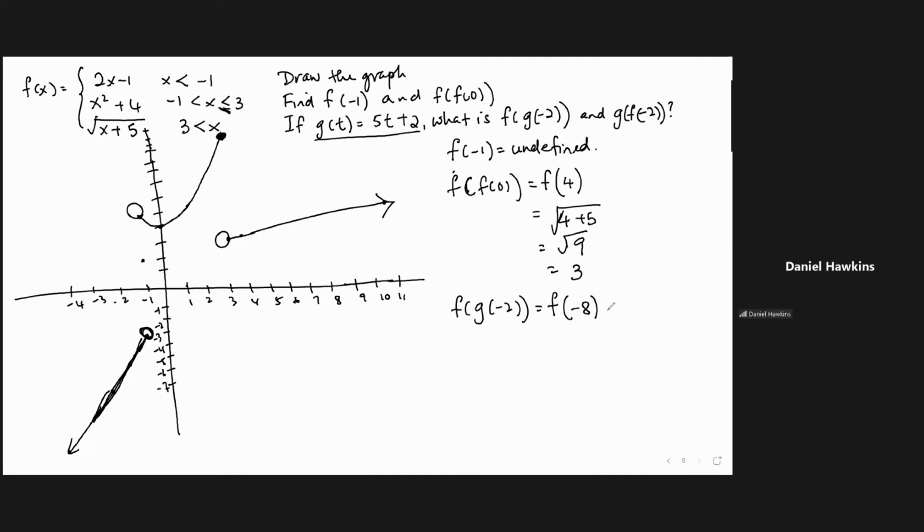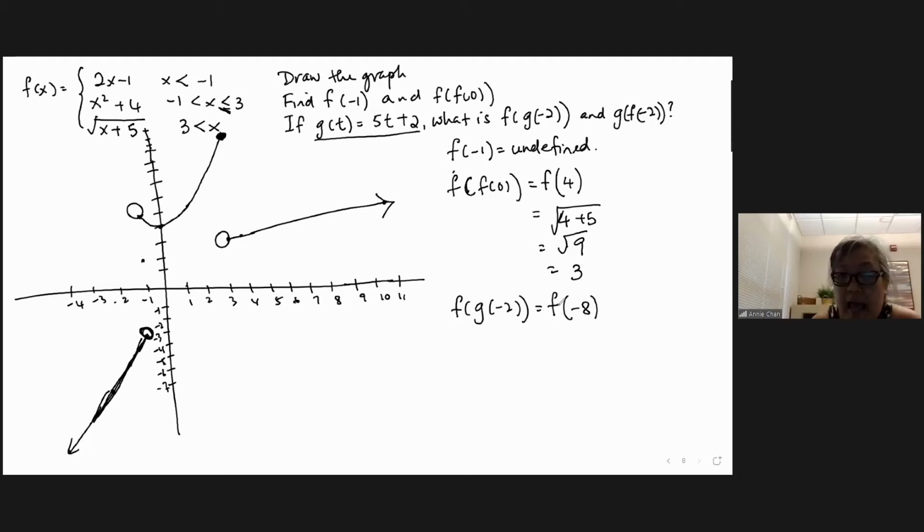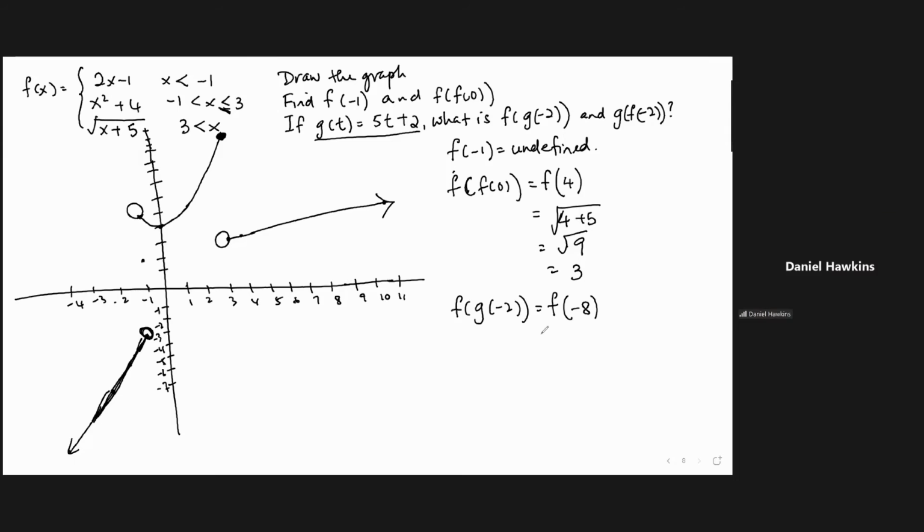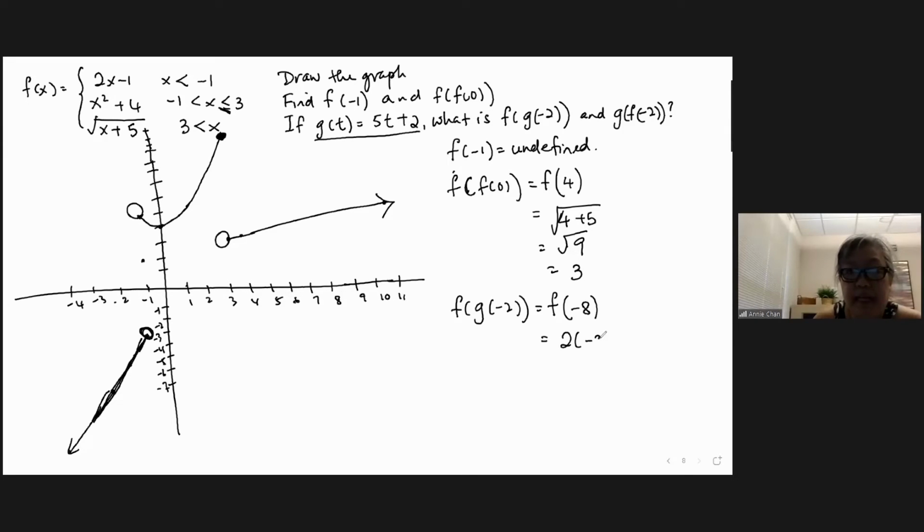So now for f of -8, which equation should I insert into? It would be the first one. So it's going to be 2 times -8 minus 1. That is -16 minus 1. That's -17. You get it? Yes, everybody?